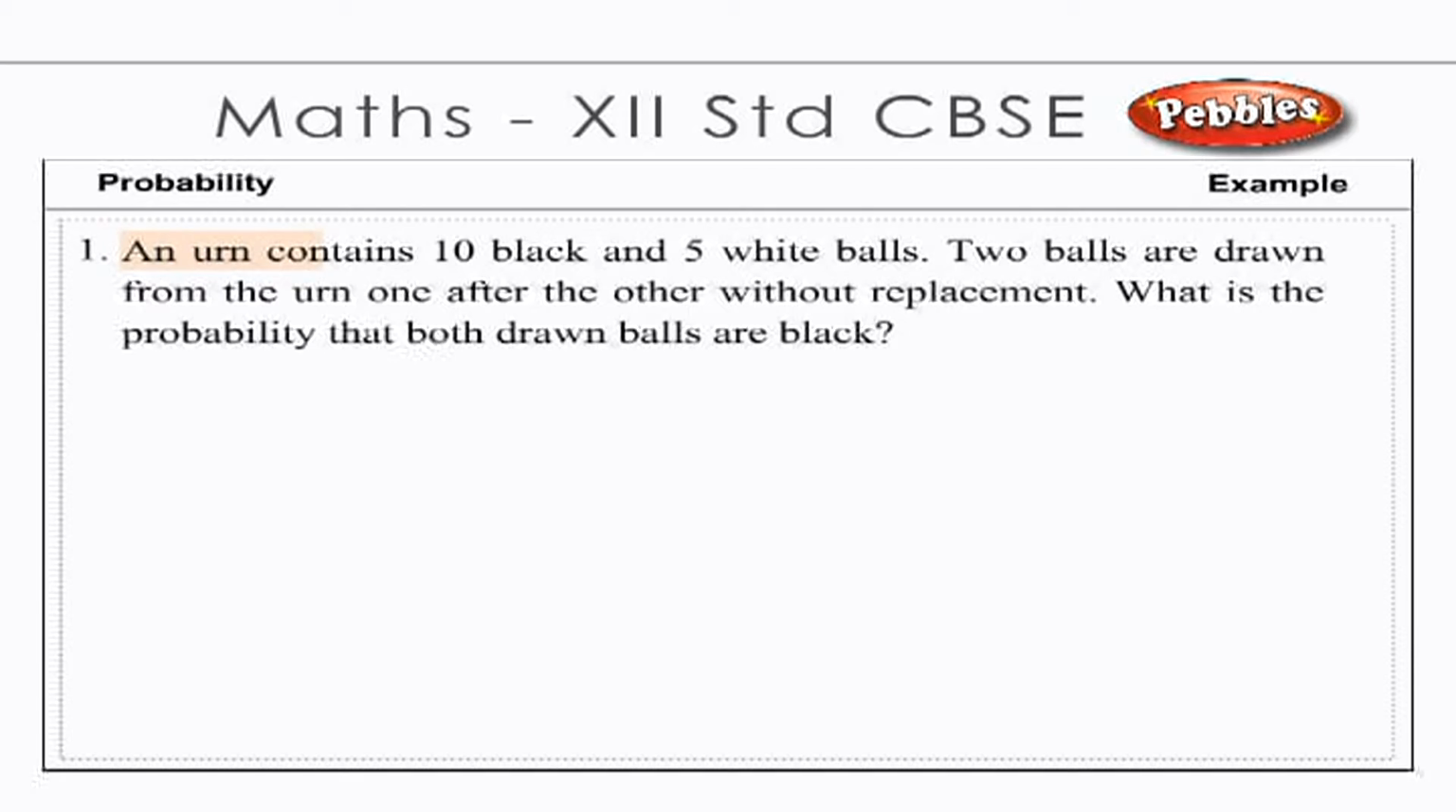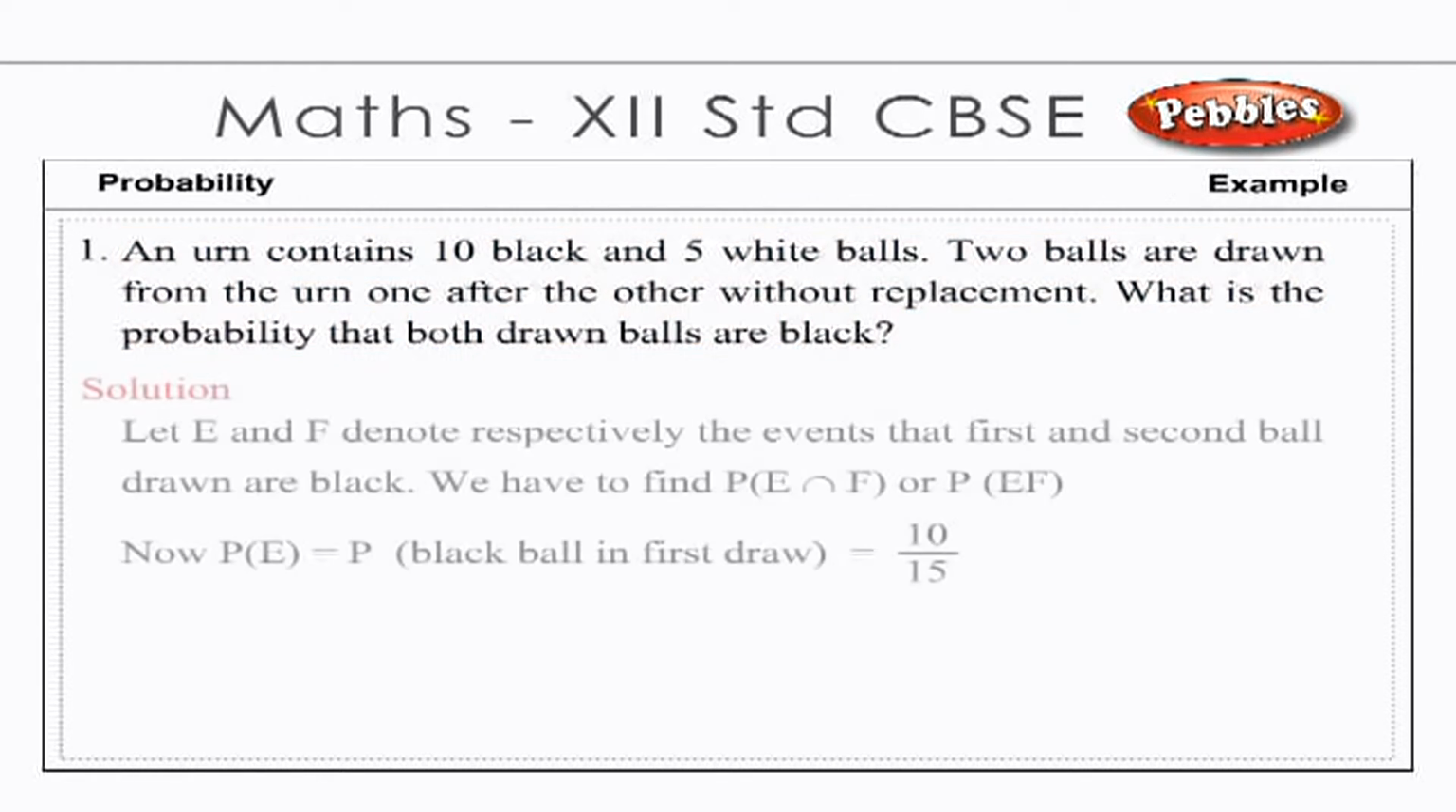Example: an urn contains 10 black and 5 white balls. 2 balls are drawn from the urn one after the other without replacement. What is the probability that both drawn balls are black?